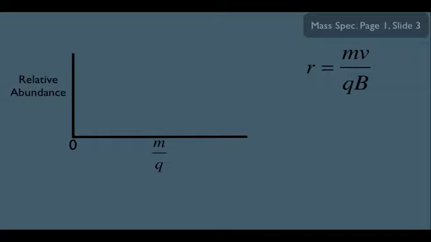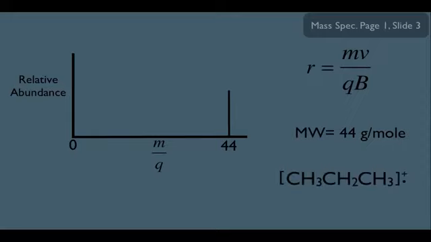Which means if we stuck our propane molecule in the mass spec, we should see a signal at 44. And why is that? Simply because propane has a molecular weight of 44 grams per mole. And remember, this was the fragment that went through the mass spec that was detected by the detector. It so happens to have a molecular weight of 44 grams per mole.